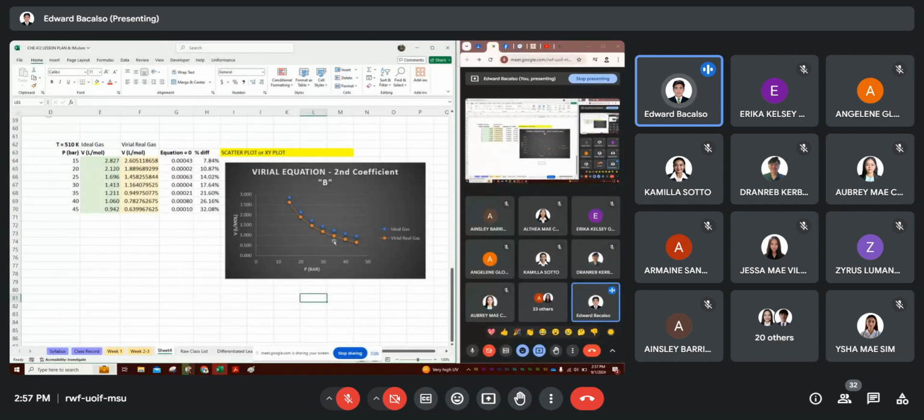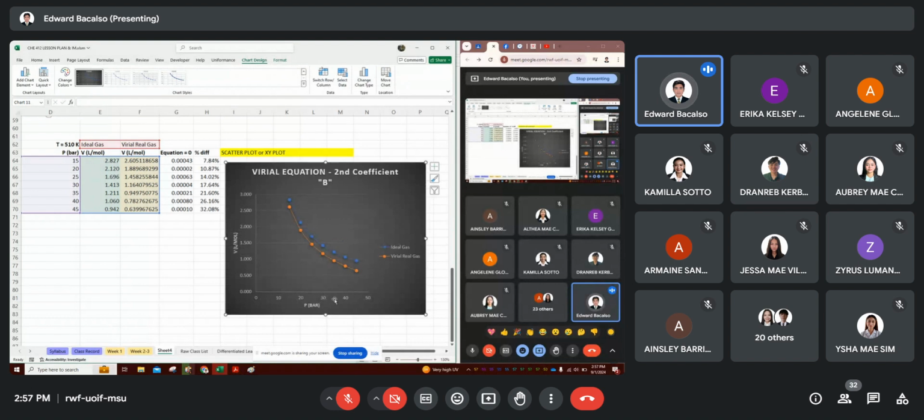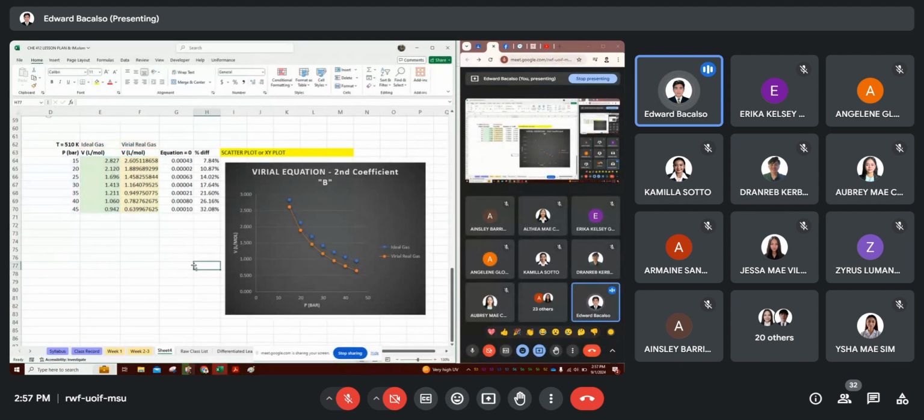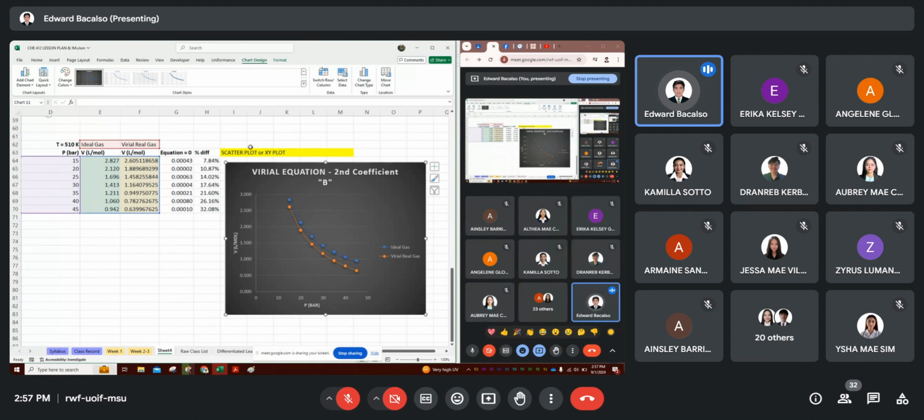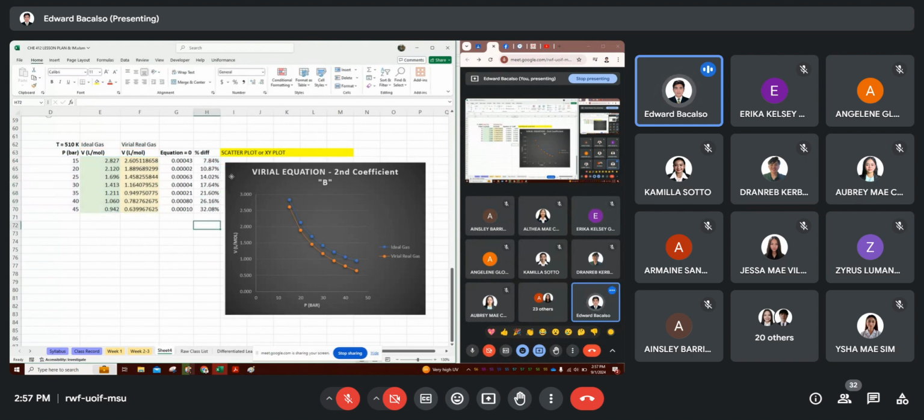Okay. So kita, no, yung difference ng dalawa. Ideal gas volume, tsaka yung real gas volume. Then you can also add, I think, itong percent difference para mas maganda.